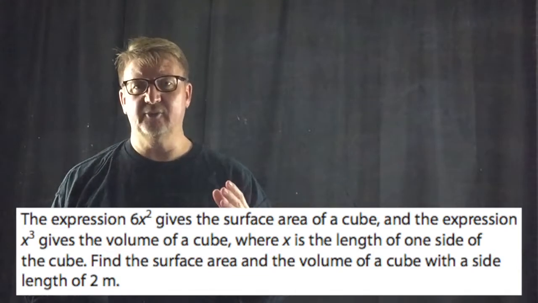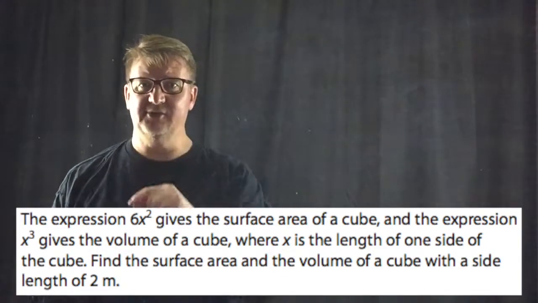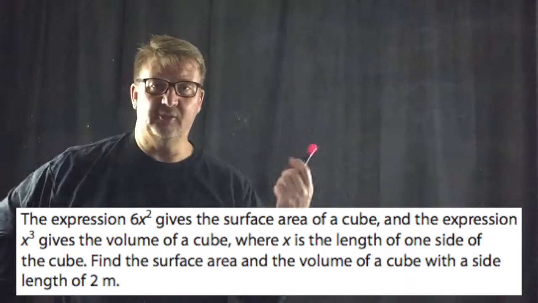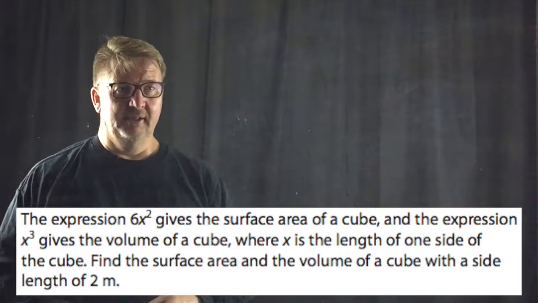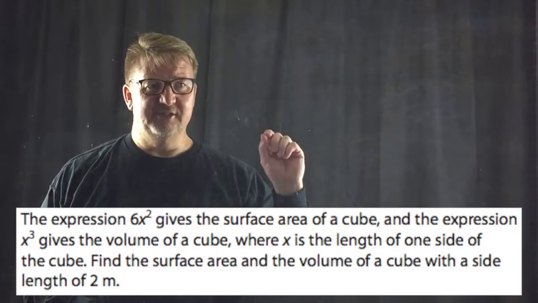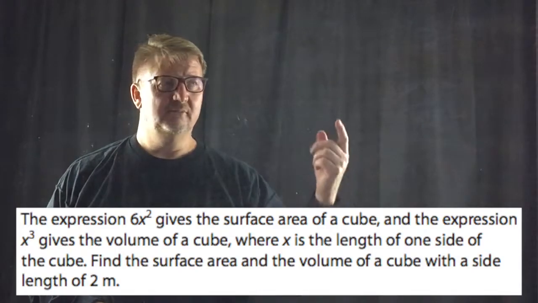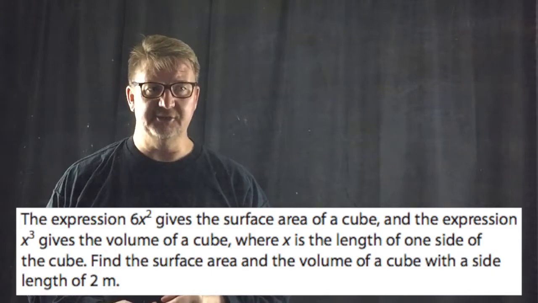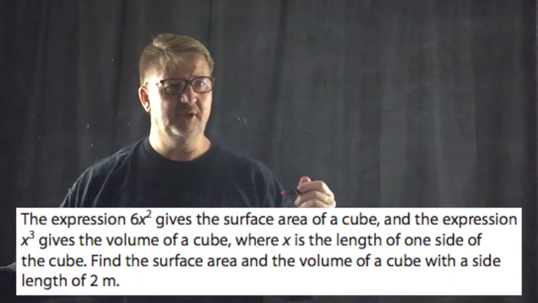Okay, now what you have to remember with the cube is that all the sides of the cube have the same length. That's why we call it a cube. Otherwise, it would be a rectangular something or other. All right, so if they're all the same length, we need to find the surface area and the volume of a cube when one side length is 2 meters. Okay, so this is what we're going to do.